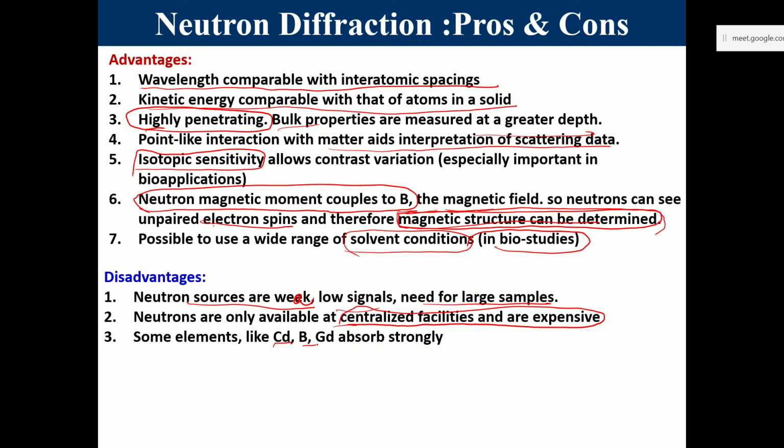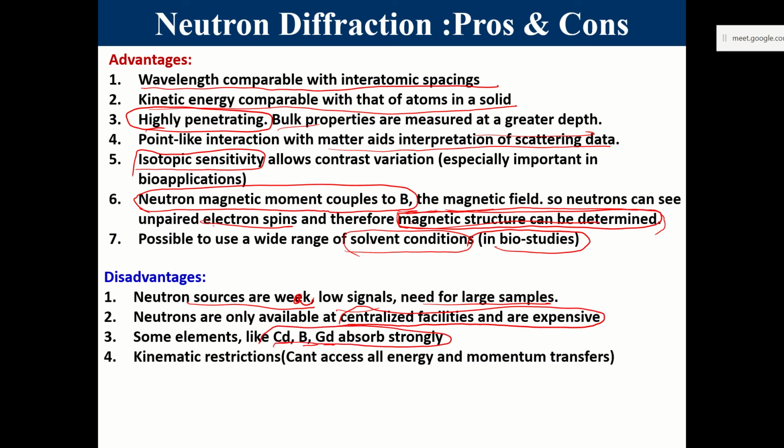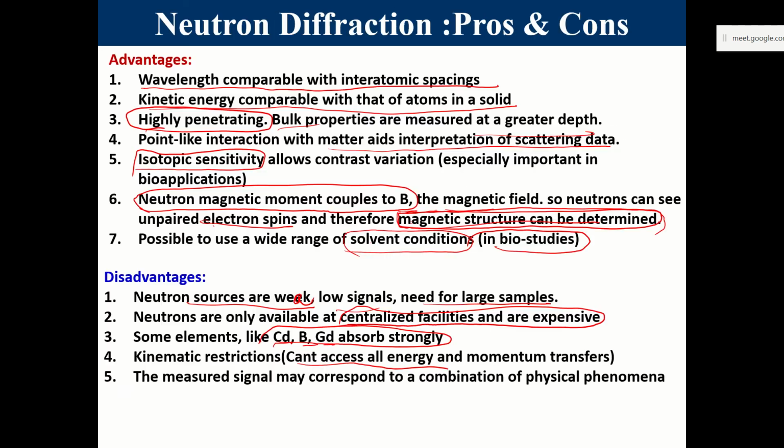Some elements like cadmium, boron, and gadolinium absorb strongly, so it is difficult to study their structure. Absorption is more prominent than scattering. They capture the neutron strongly, and so scattering is not prominent, and so you can't study the structure of any compound of cadmium, boron, gadolinium. And then you might have a range of energies for neutrons, but all cannot be accessed for this kind of study. So those are some design problems in this technique.